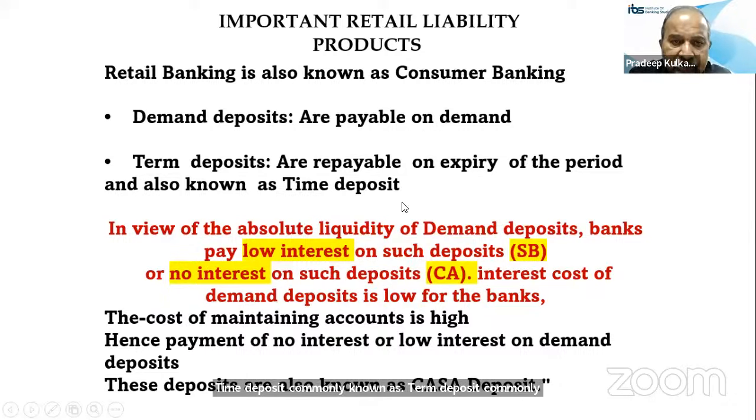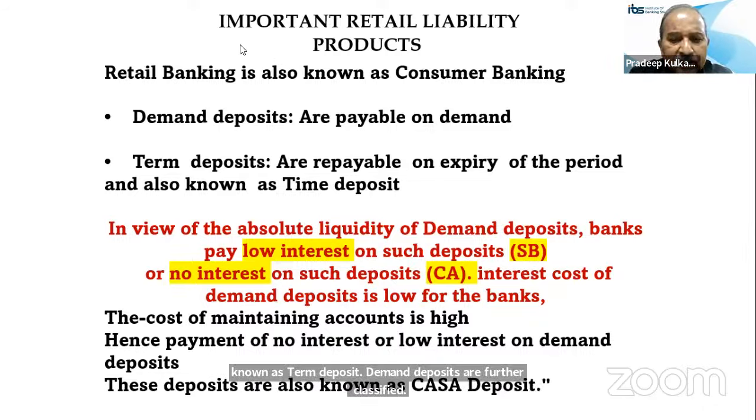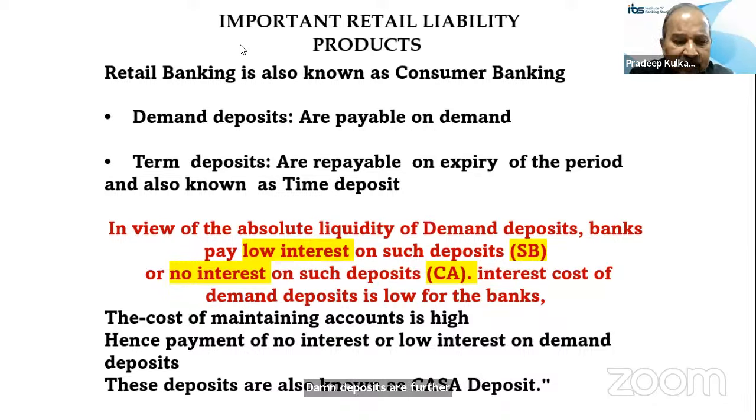Demand deposits are further classified. They are current account and savings bank account. Savings bank account has a low interest. Current account has no interest. But for current account and savings bank account, the cost of maintenance of these accounts is very high.